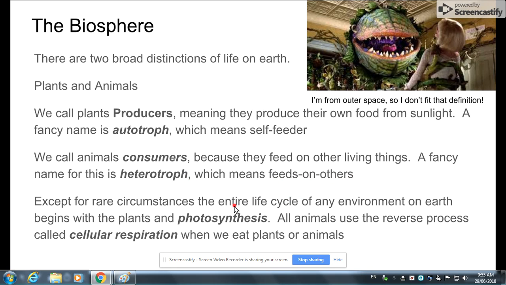Except for very rare circumstances at the bottom of the ocean, photosynthesis powers every food web on the planet. If it wasn't for the plants making the first range of foodstuff, we would have nothing to eat on Earth but dirt.